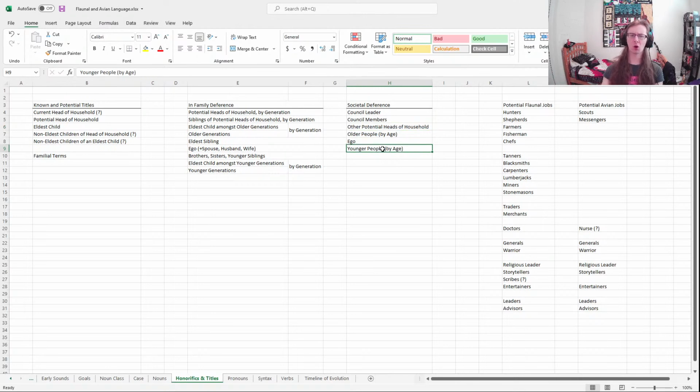And people who are younger than you will get an informal distinction, assuming that they are not other potential heads of households, or council members or council leaders, for that matter. Now, if you are the council leader, you will probably give just a regular formal to the council members, as well as to other potential heads of household.